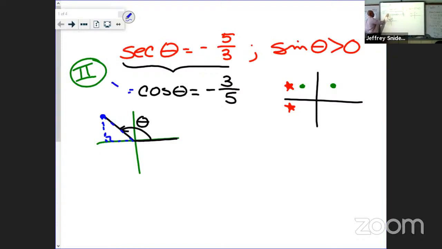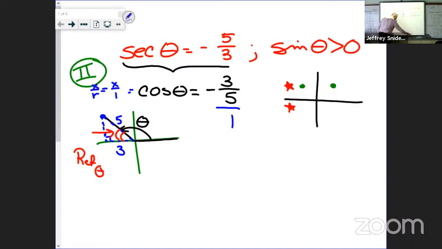Cosine is either x over 1 or it's x over r. It's my choice. I could say that this is negative 3/5 over 1, or I could say that negative 3 is the x and 5 is the r value. I can do it either way I want. I'll get the same answer in the end. So I'm just going to say that this is 3 and this is 5. So if I do inverse cosine, I'm going to get the reference angle of theta.